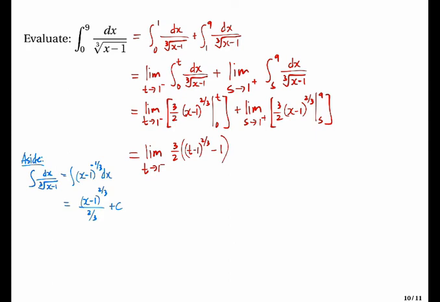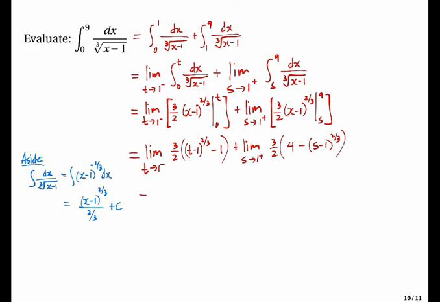And then plus the limit as s goes to 1 from the right. You have the 3 halves quantity. At x equals 9, we have 9 minus 1. That's 8. You take the cube root, that's 2. And then you square it, that's 4. So you have 4 in here. Then minus quantity s minus 1 raised to 2/3.